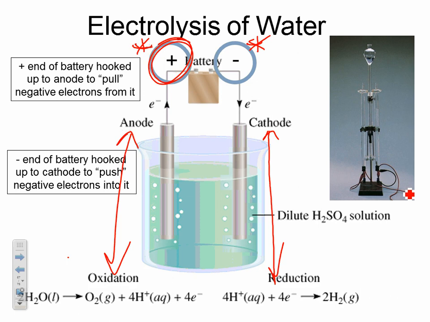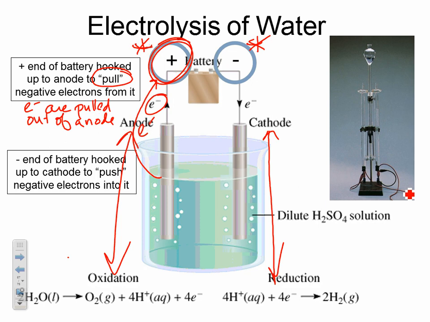So by putting the positive end of the battery next to the anode in an electrolytic cell, it is essentially pulling the electrons out of it, because the electrons will want to move to the positive charge, right? The electrons are pulled out of the anode. They're forced out. It's kind of like a vacuum sucking them out.